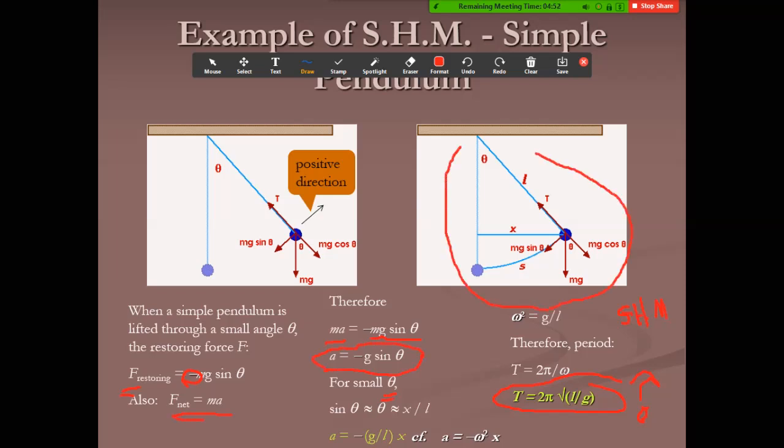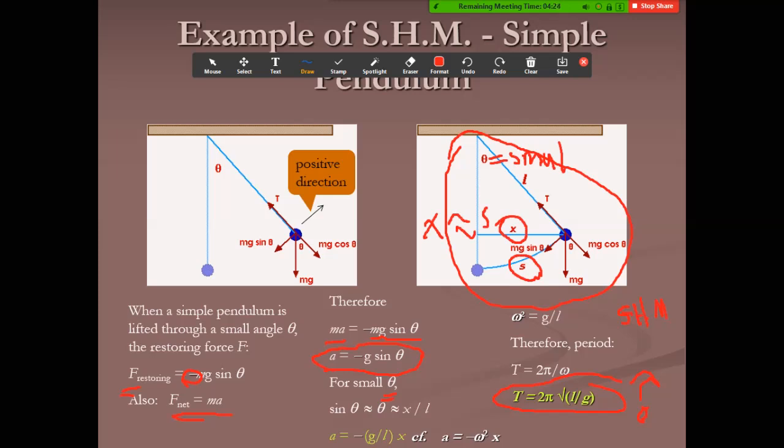For a small angle, for the theta which is very small, what happened? This x and this s, the x is going to be about the same as s, because it's going to be parallel.